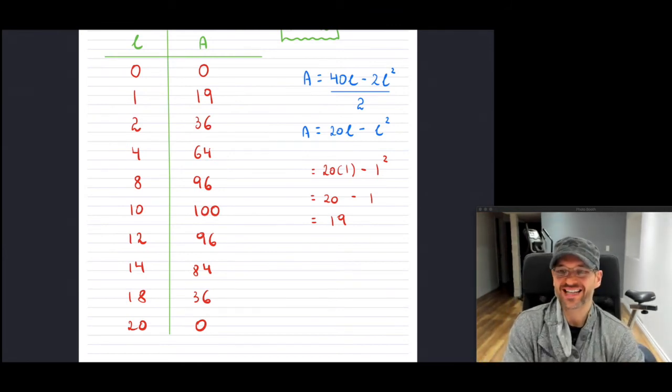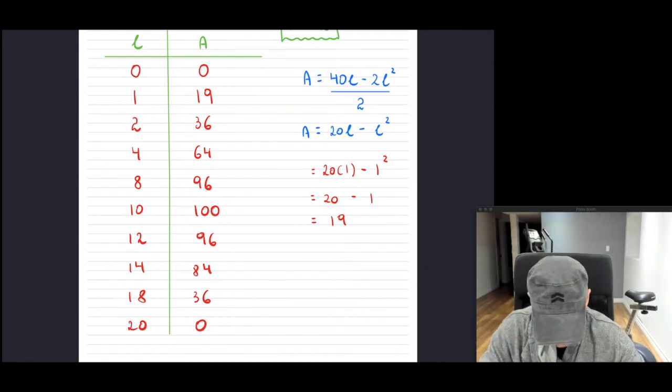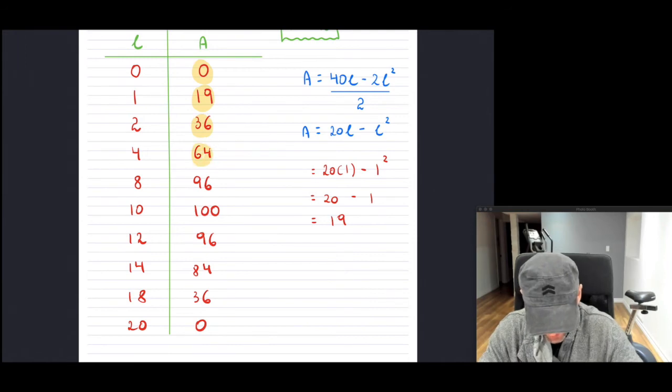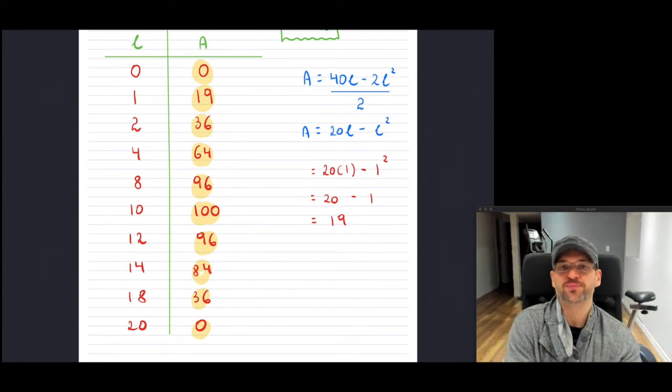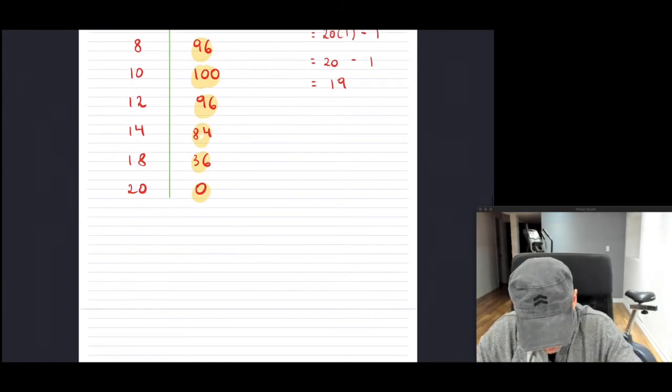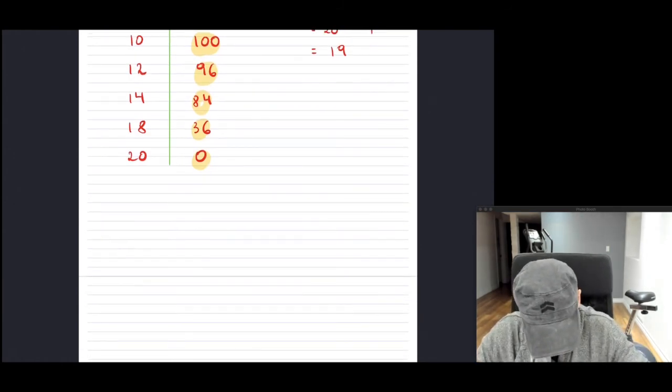All right, so welcome back. Look what happened. We were just constantly changing. Notice we got an area of 0, we got 19, 36, 64, 96, 100. Now, if we plot this, if you have done some plotting, let's say I plotted it up, I would have something like this, right?